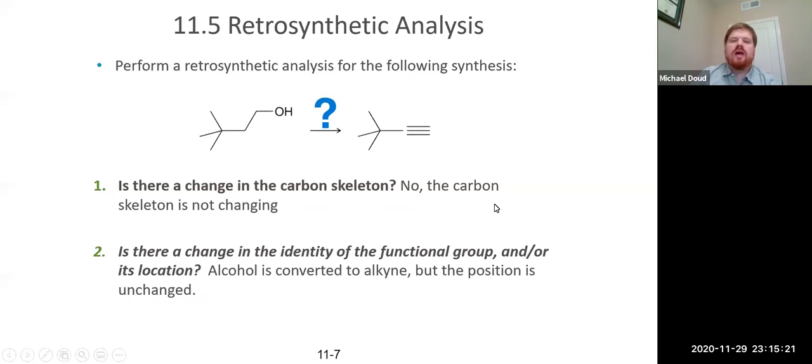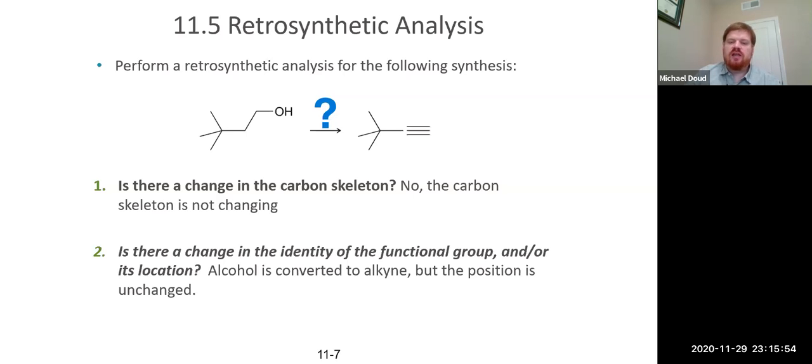So let's go ahead and do a problem like that. Here we're going to start with this alcohol, so a primary alcohol. We're going to end with this alkyne. Let's ask ourselves, is there a change in the carbon skeleton? Just count up your longest chain here: 1, 2, 3, 4 carbons. Down here, 1, 2, 3, 4 carbons, and they both have 2 methyl groups on that second carbon from the left. So the carbon skeleton has not changed.